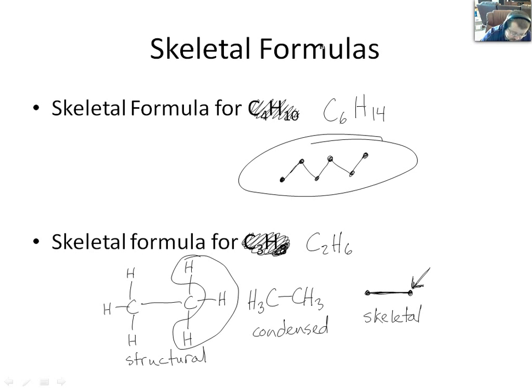So structural shows all the connectivity, including the hydrogens, everything fully fleshed out. Condensed pulls the H's in next to the carbons. And skeletal just shows the carbons, but doesn't show the letter C. It just shows the skeleton where the carbons reside.